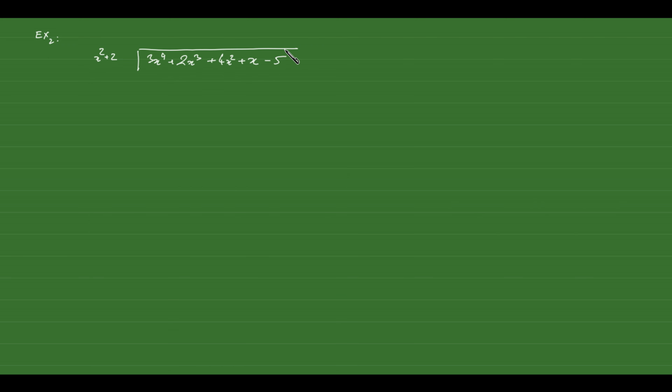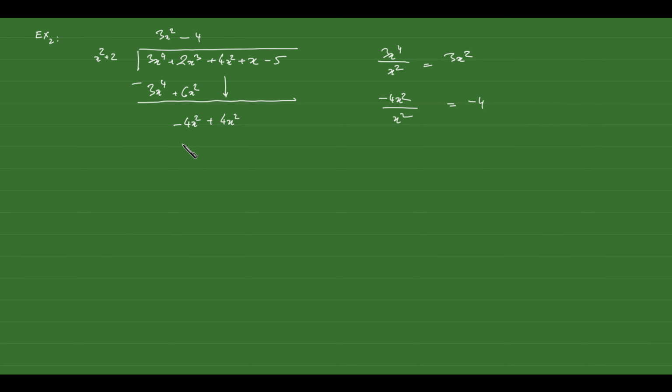Let's do it. I pick the first term here and the first term over here. So you have 3x to the 4 divided by x squared, which is 3x squared. You multiply them back, which is 3x to the 4 plus 6x squared. Do subtraction, which gives you -4x squared, and you drop this down. Now -4x squared divided by x squared, take the first term here and the first term here, which is -4.